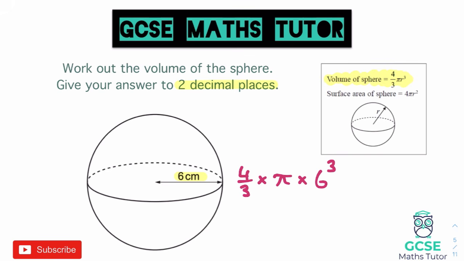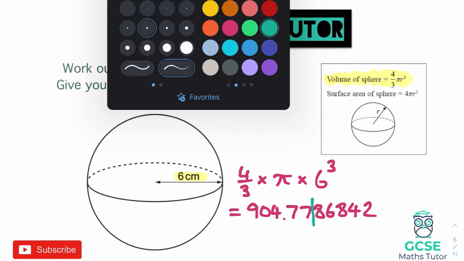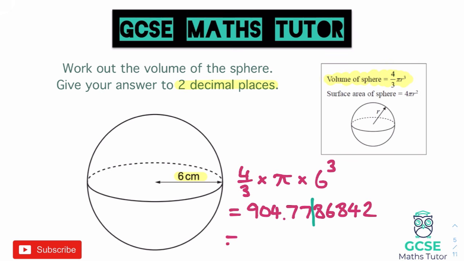and again, turning that into a decimal gives me a final answer of 904.7786842. Now again, reading the question, because it wants it to 2 decimal places, we cut after the second decimal there, and we're going to write that final answer as 904.78. The units are centimetres. This time we're looking at a volume, so it's centimetres cubed. And there we go, there's our volume of the sphere.